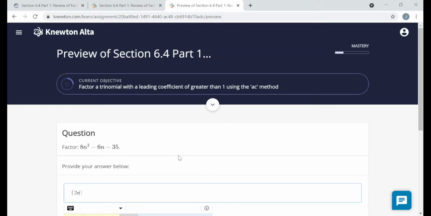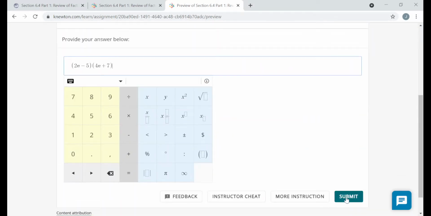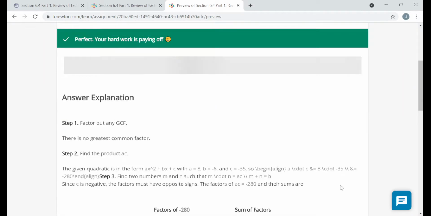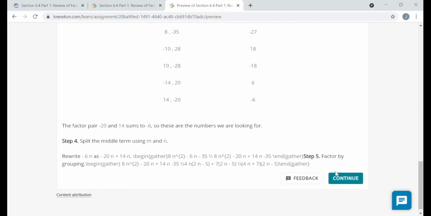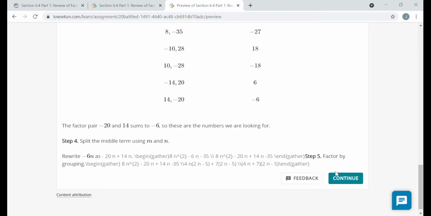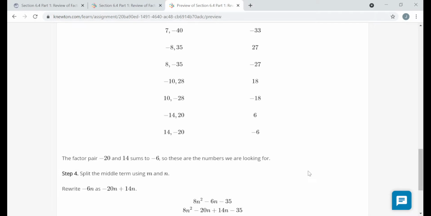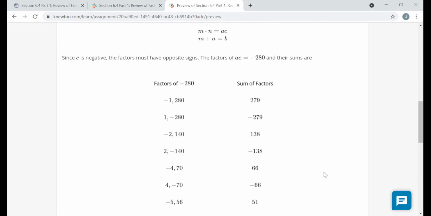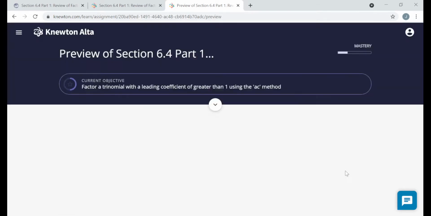Alright, so 2n minus 5 times and then 4n plus 7. Again, please be careful to enter the correct variable. Pay attention. Wonderful. So they go through all the factors. Jeez. Again, if you see it early, like I did, you don't have to list all the freaking factors. All right. Moving on.